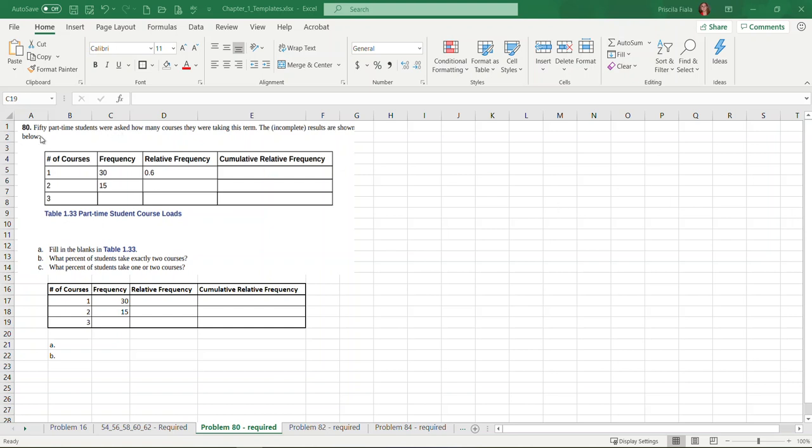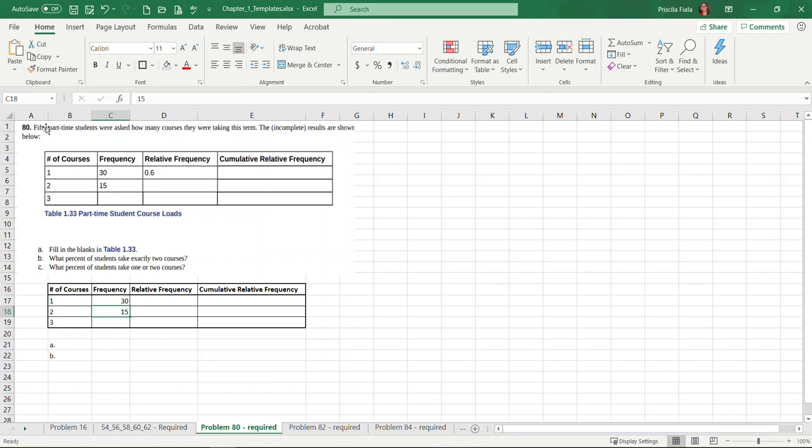So it says that 50 part-time students were asked how many courses they were taking this term. The results, or the incomplete results, are shown below. So number of courses 1, 2, and 3, and the frequency, they put 30 and 15.